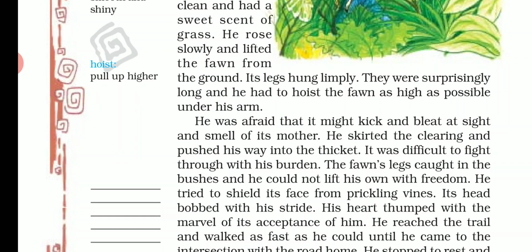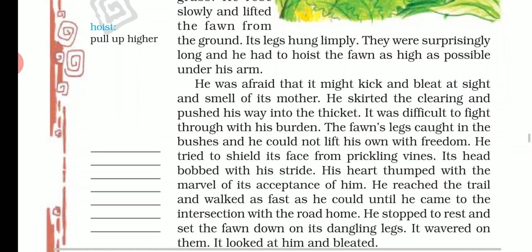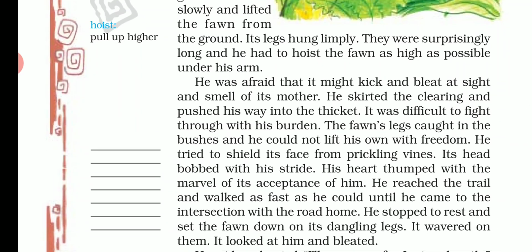He reached the trail and walked as fast as he could until he came to the intersection with the road home. He stopped to rest and set the Fawn down on his dangling legs. It wavered on them. It looked at him and bleated. So here it is told how he has taken the Fawn to his home.